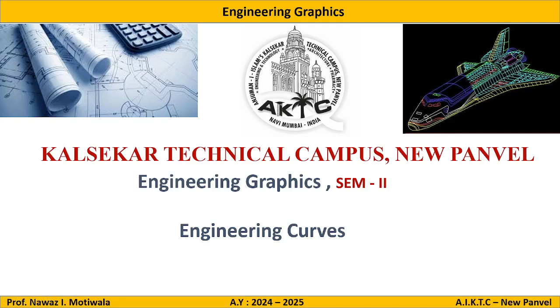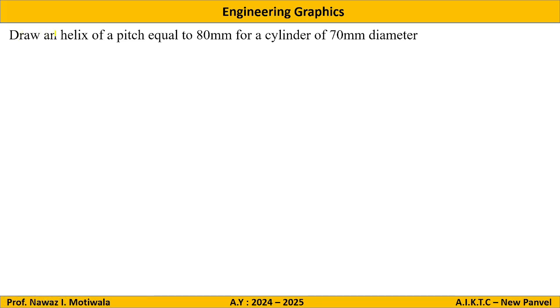Welcome students. Today we will see the last part of the topic engineering curves, that is how to draw a helix. So the question goes like this: draw a helix of pitch equal to 80 mm for a cylinder of 70 mm diameter. So let us proceed to the construction part now.